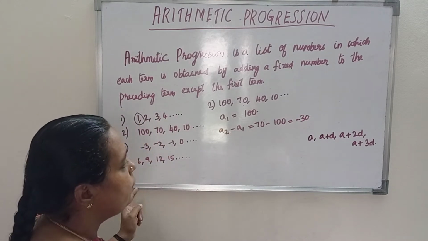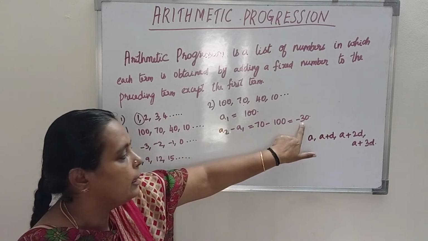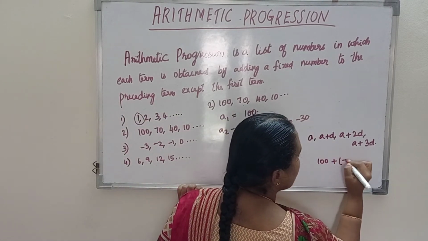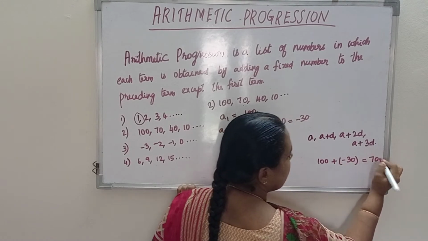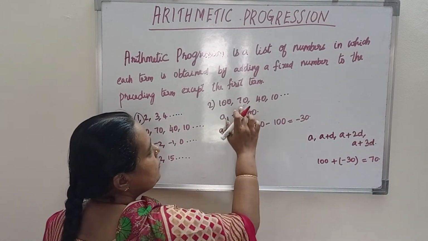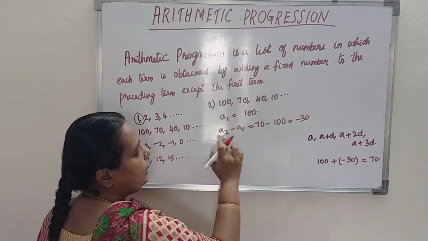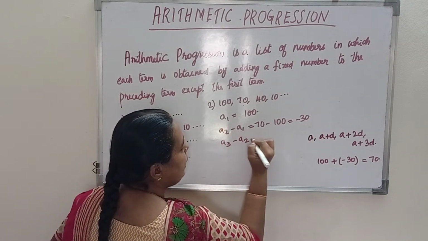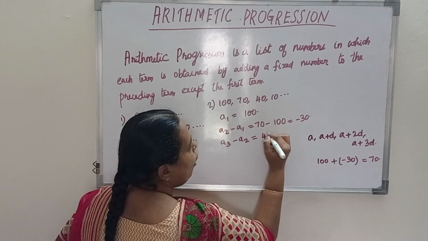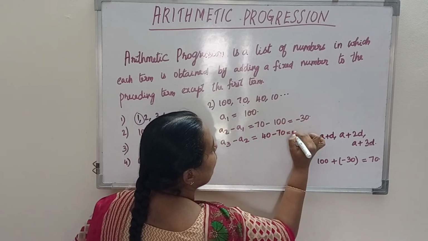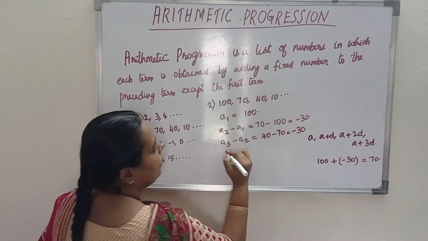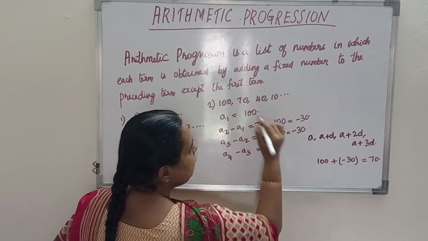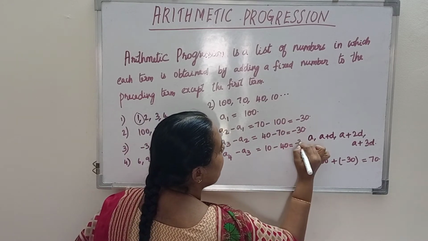Do you remember, in the last video I had added minus 30 to the first number 100. I had added 100 plus minus 30 to get 70. So how do I get this minus 30? By subtracting the first term from the second term. A2 minus A1, I get minus 30. A3 minus A2. What is A3? 40. 40 minus 70 is again minus 30. Next, A4 minus A3. A4 is 10. 10 minus 40 is again minus 30.